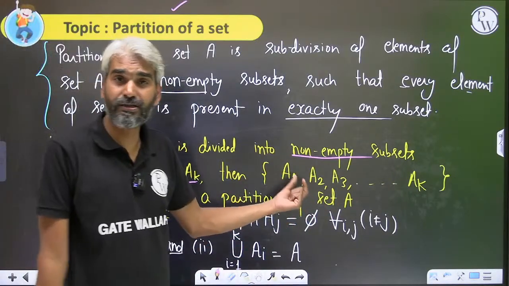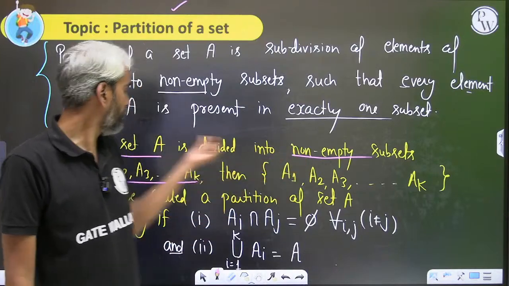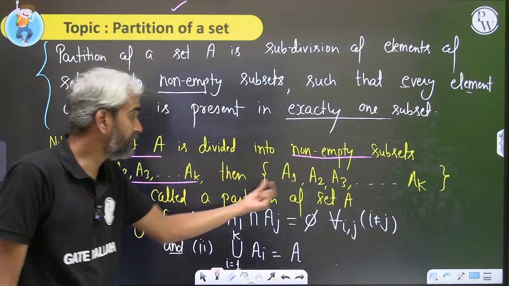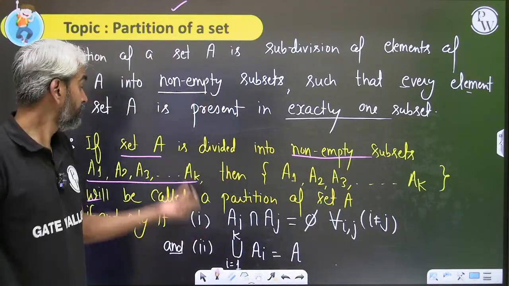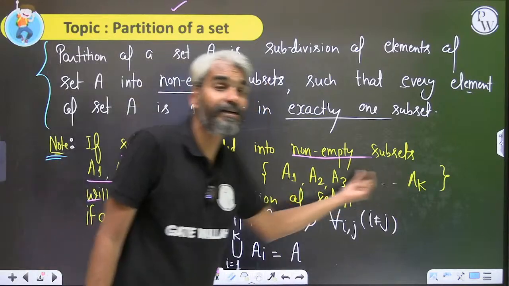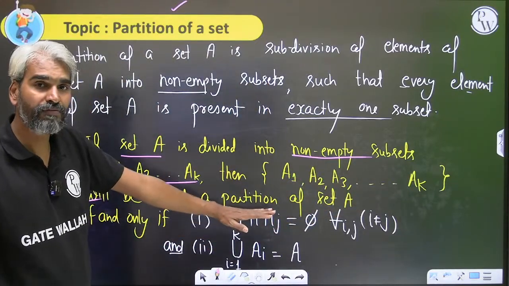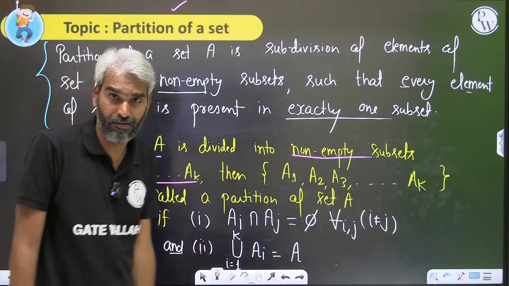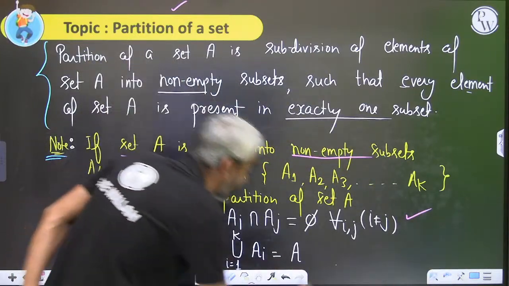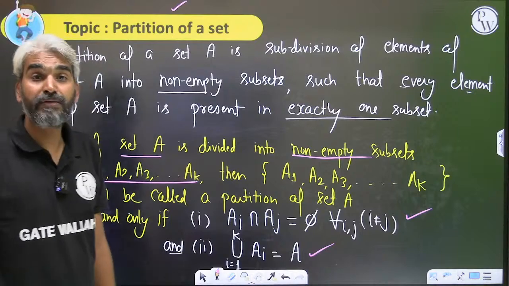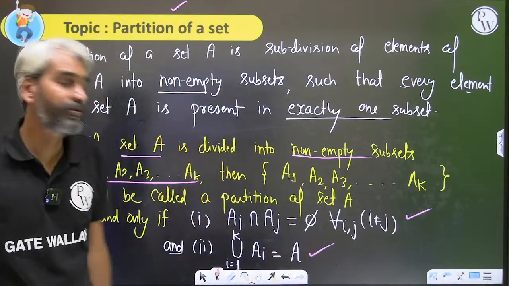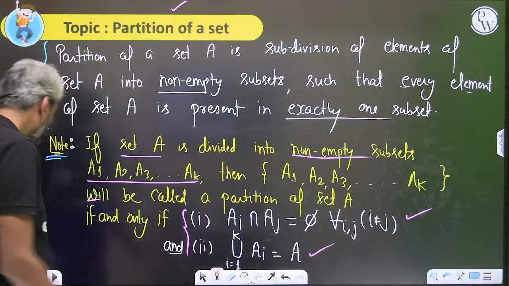So what does it mean? None of the elements of set A should be present in more than one set, and the union of all these subsets must be equal to A. That is, all the elements of this set A must be present in at least one subset. So not in more than one, but at least one, that is exactly one. The first condition says that an element is not present in more than one subset, and the second says that an element is present in at least one subset. So not more than one and at least one means exactly one. Clear? So this is the partition.